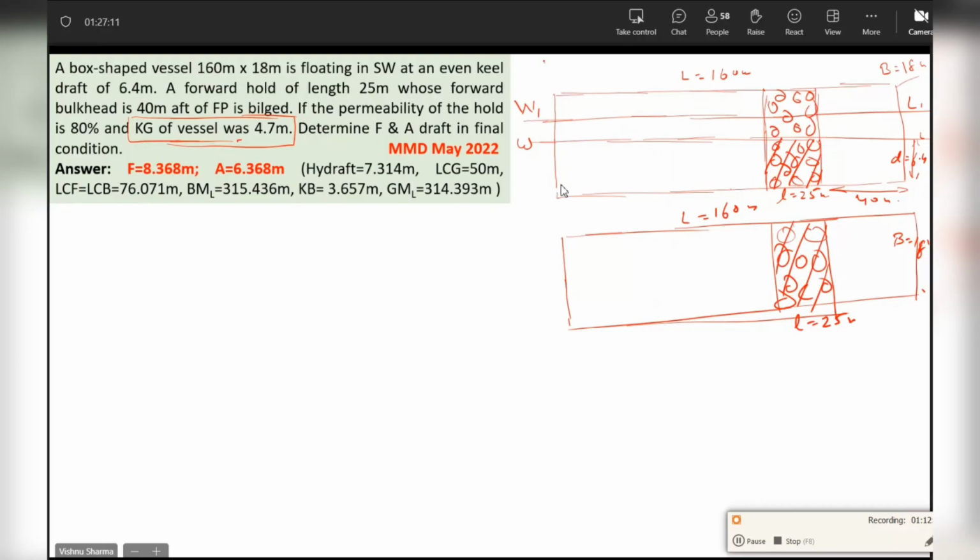The permeability is 0.8, correct, sir. Okay, permeability is 0.8 and KG is given. Guys, what will be the breadth of the compartment? It's not given in the question, and why? 18 meters, sir. Yes, it will be 18. Why? I'm just asking. Just want to be sure here.